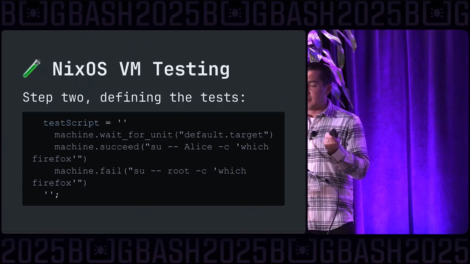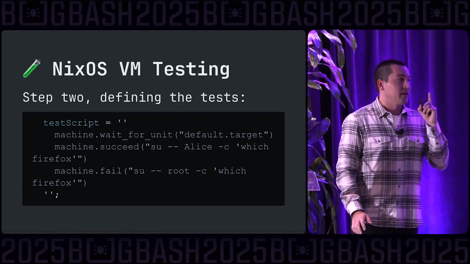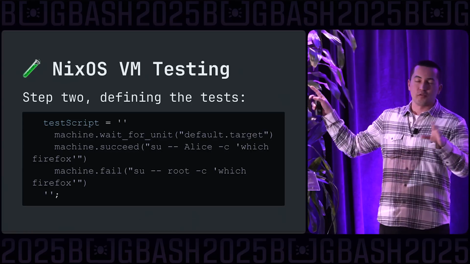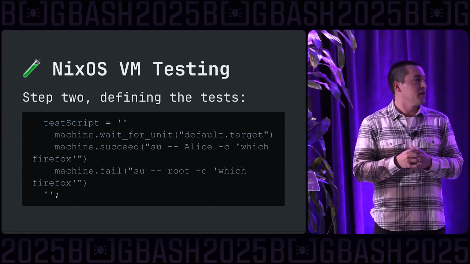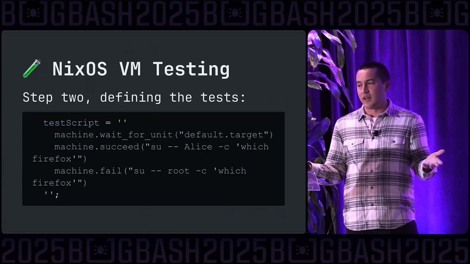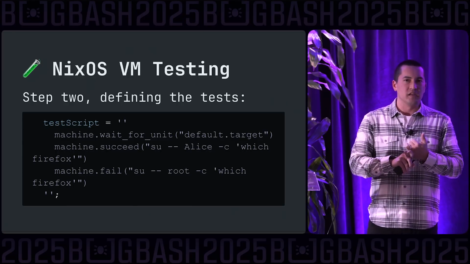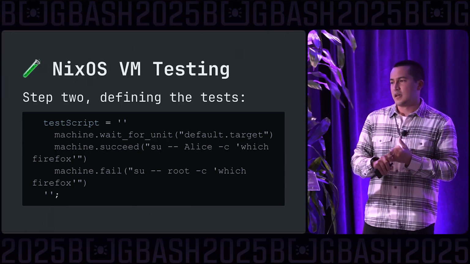Step 2 is actually defining the tests. The tests are written in Python. They're not written in Nix. So you actually put a string or embed a file with your tests here. And Nix gives you this full Python API that gives you some nice high-level stuff, like waiting for systemd units, since NixOS uses systemd.